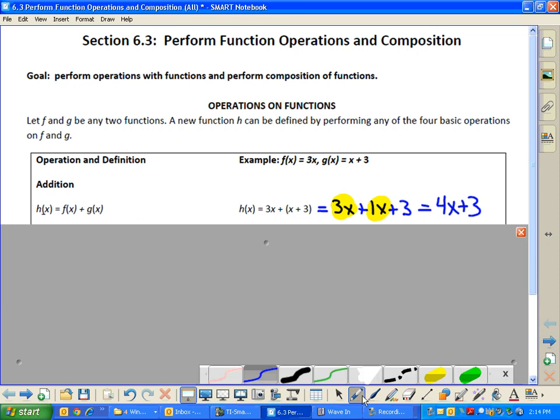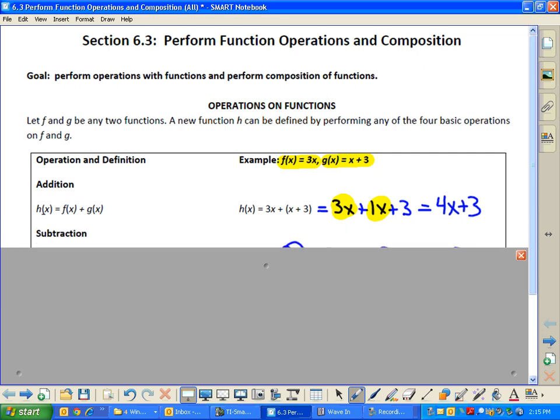So up here, if we have f of x being 3x and g of x being x plus 3, if we want to find the new function h of x by adding f of x and g of x together, that's the same thing as taking 3x plus x plus 3. So we get 3x plus 1x plus 3, or 4x plus 3. And that's just as simple as it is for addition. It's really not too bad.